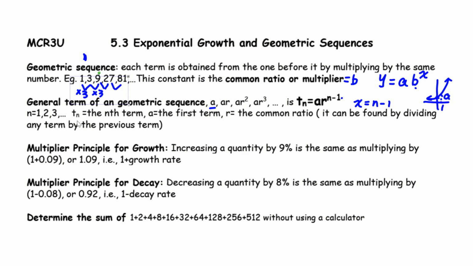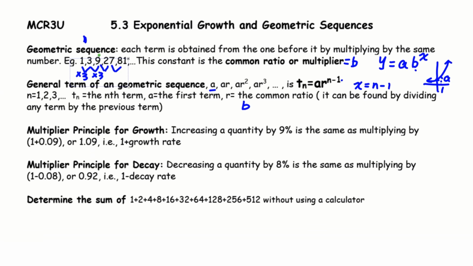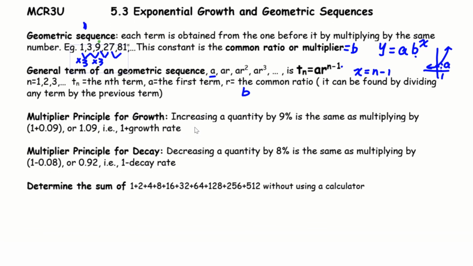So x equals n minus 1, and the other part is the same as our exponential function. t sub n is similar to y, but in the geometric sequence we call it the nth term. a is the first term, r is the common ratio, which is also just the base. How do we find it? It can be found by dividing any term by the previous term, and then you will have the common ratio or the base.